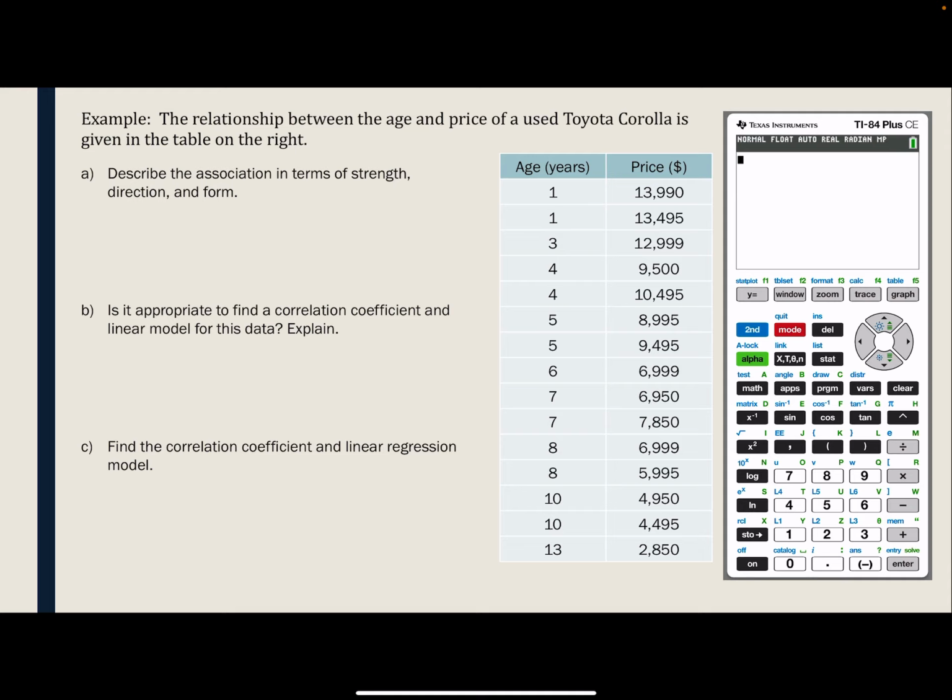In this case, age is what's given, and price is what we're trying to predict. So we're going to let age be our L1, our explanatory variable, and price be L2, our response variable. We're going to put these into L1 and L2 and take a look at the scatter plot.